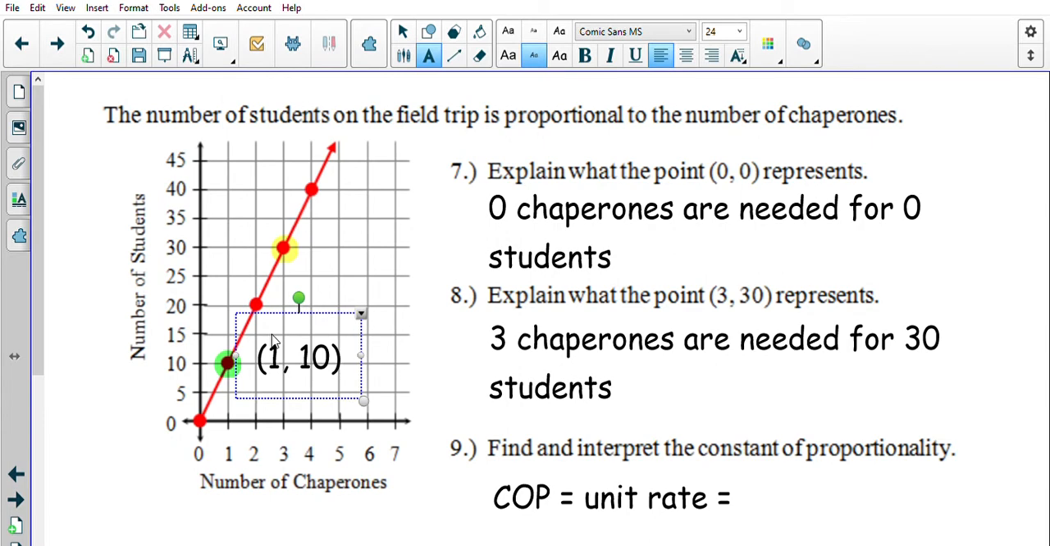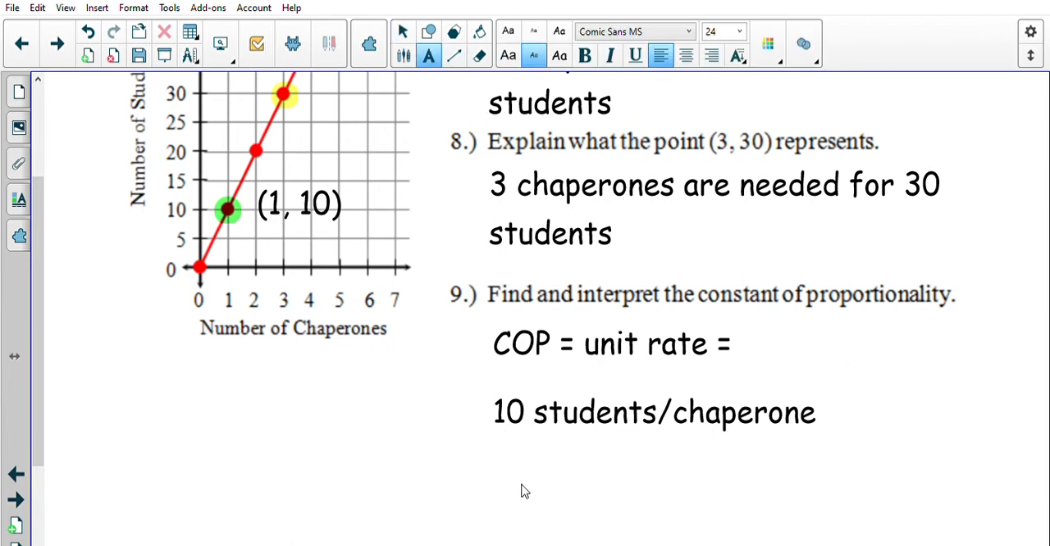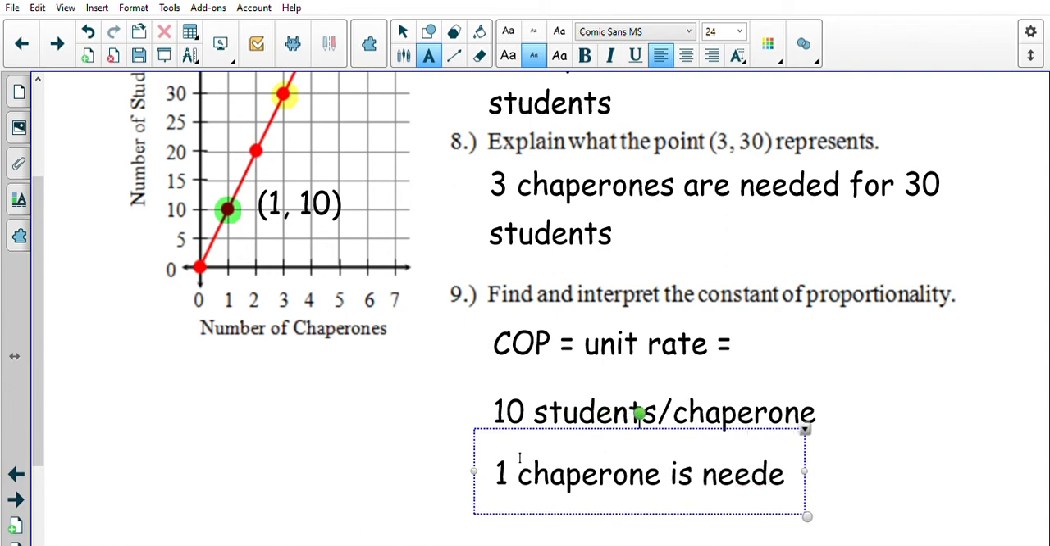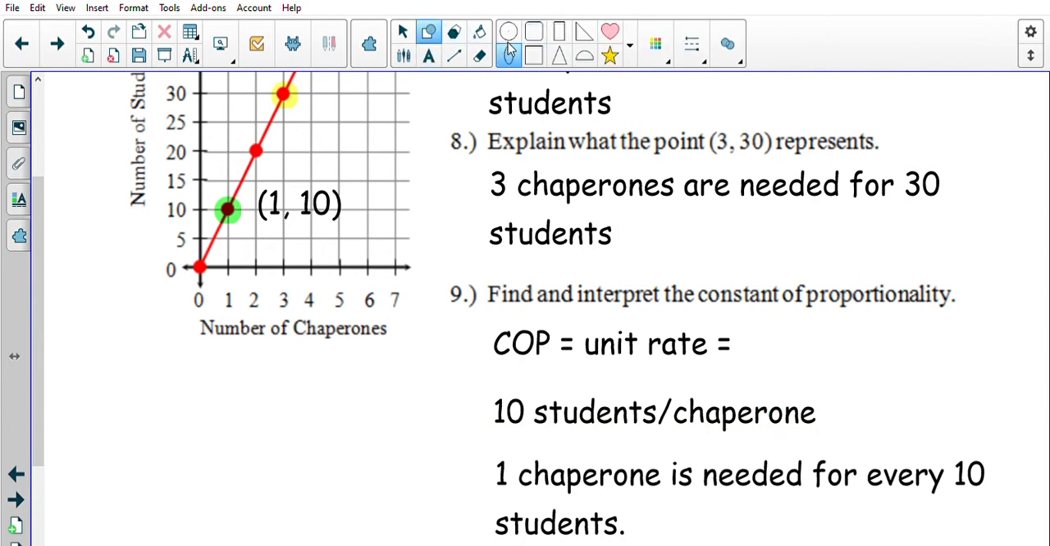So (1, 10) means that there are 10 students for every chaperone. So our unit rate is 10 students per chaperone. So it means we need to have 1 chaperone for every 10 students. If we want to interpret this, we could say 1 chaperone is needed for every 10 students. And again, our constant of proportionality, that's just another word for unit rate. I'll go ahead and circle this for us.